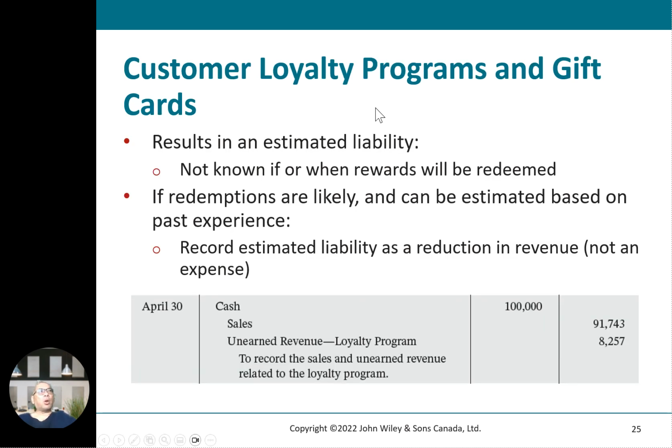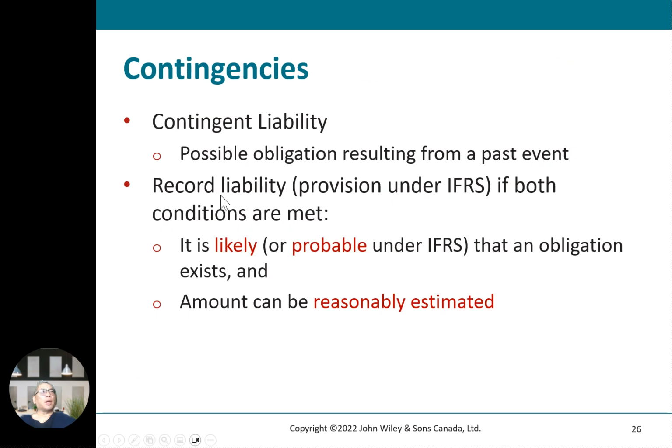And then customer loyalty programs and gift cards result in an estimated liability, since it is not known if the rewards will be redeemed. If redemptions are likely, it can be estimated based on background records. Your entry will be cash 100,000 debit, sales 91,743, and revenue from the loyalty program 8,257. This is to record sales and revenue related to the loyalty programs. Okay, that's how you book things. So you need to learn how to book these things. Make sure you book it properly in the journal entry.